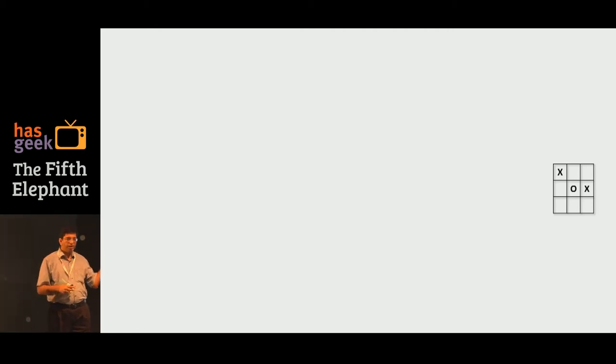How do I know what to play next? So this is the state, right? I'm in this state. I need to win the game, and I need to make a move. So there are two parts to making a move.